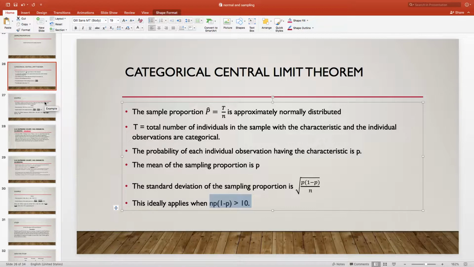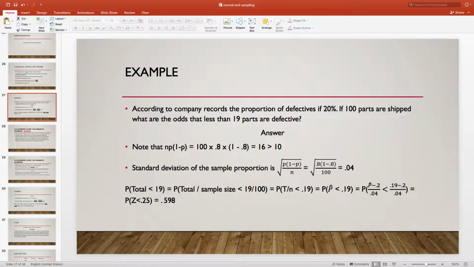So here's an example. It says, according to company records, the proportion of defectives is 20%. If 100 parts are shipped, what are the odds that less than 19 parts are defective? So let's calculate this probability. So first thing that I did was I checked that n times p times 1 minus p, which is 100 times 0.8 times 1 minus 0.8, is equal to 16.